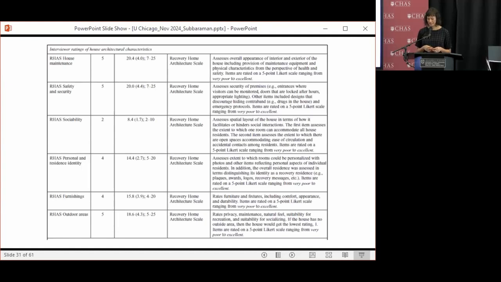Personal and residence identity. So this is the extent to which rooms can be personalized in the house, and also whether the residence itself distinguishes itself as a recovery residence. So whether there's signs or recovery messages or plaques or things like that. Furnishings. So this rates furniture and fixtures, including comfort, appearance, and durability. And finally, outdoor areas rates the privacy, maintenance, feel, and suitability for recreation outside.